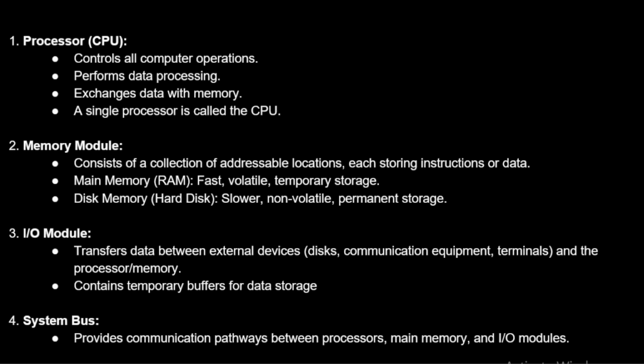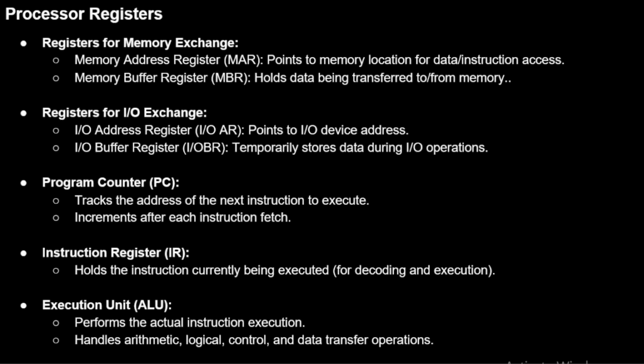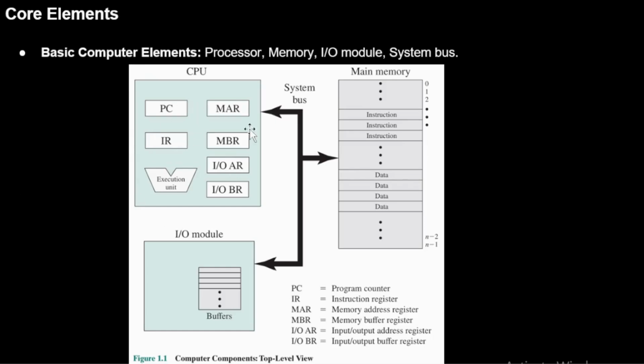Next comes the system bus. The system bus provides the communication pathway between the processor, main memory and the I/O. It is just like the corridor that connects everyone so communication can happen smoothly. Now let us dive into the processor registers in detail. What are the different registers available in the processor? Let's now discuss that.